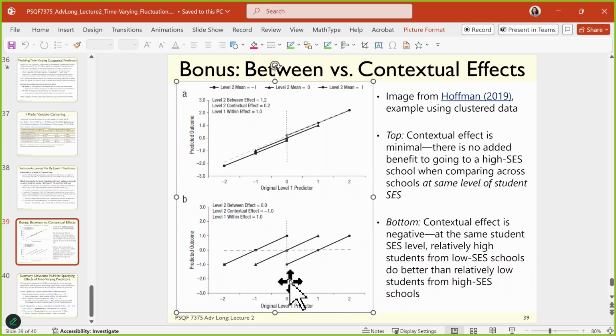So now we have this pattern where they're split apart, but in a way that's unexpected. At the same student SES level, relatively high students from low SES schools may do better than relatively low students from high SES schools. Because the context effect is the difference, if the between effect is weaker than the within effect, that will pull the context effect negative. So then you have things that are in different signs that are all supposed to be at level 2. So trying to figure out which you have is, I think, important in talking about people and context, stuff like that.